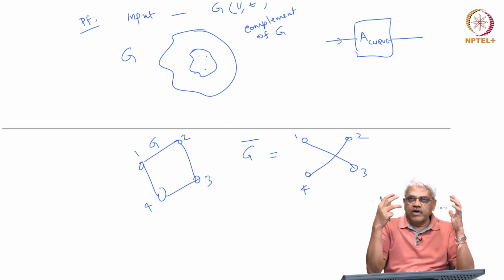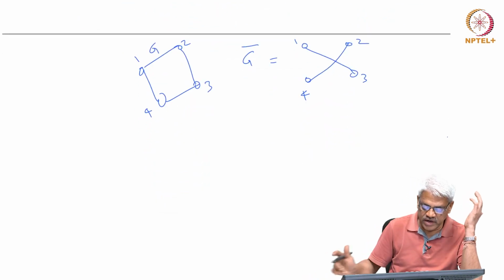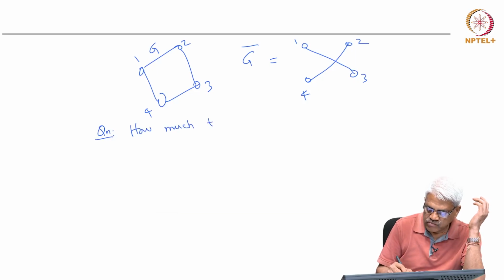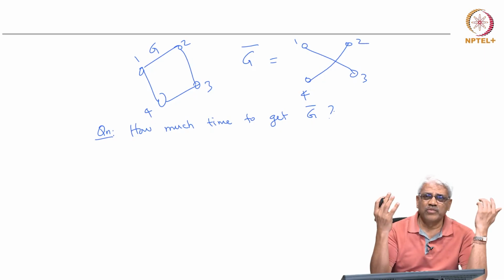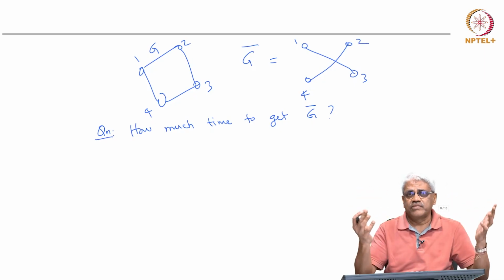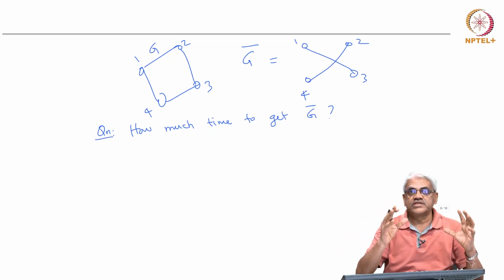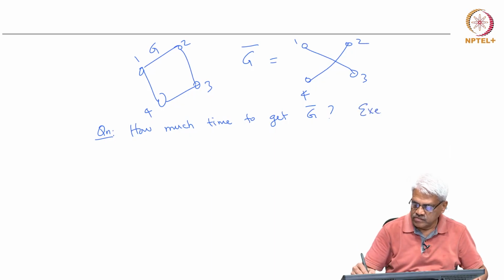If I give you a graph in the form of an adjacency matrix, how much time do you need to get G complement? It's a very easy question. You can do it in polynomial time, in n squared time. How do I get the complement given the graph in the form of an adjacency matrix? This is a very easy exercise. Think about it.